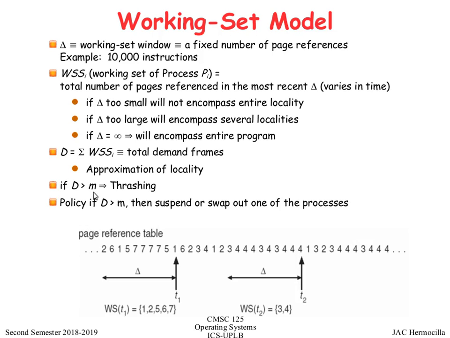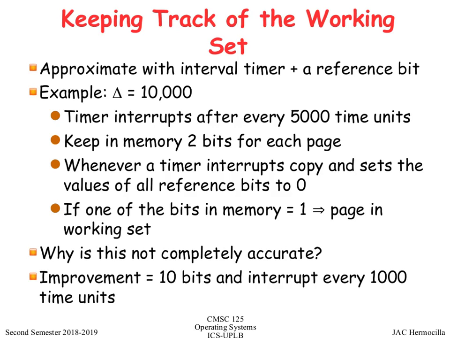Now, we denote M as the number of frames. If we have D greater than the number of frames, that will result in thrashing. So as a policy to prevent thrashing, you suspend some process para hindi maging true itong condition na to. You get the idea of the working set? So in summary, you examine the processes running and analyze the working set size for each process. Get the sum. Is the sum greater than the number of available frames? Remember, frames is physical memory. If it's greater, then there is a possibility of thrashing, and then you just swap out or suspend some process. That's the working set model. So that's a good idea, the working set model.